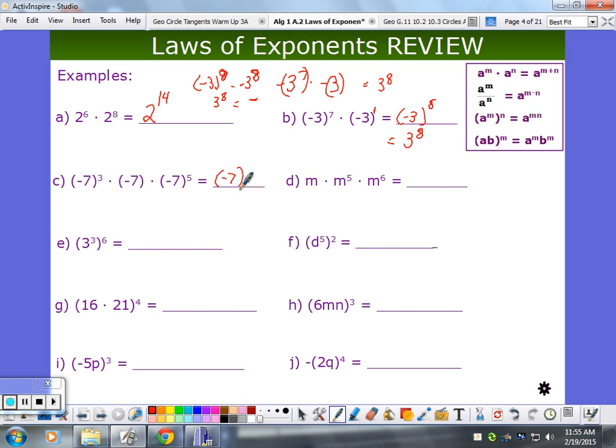-7. How many factors of -7 do I have? Well, there's 3 here. How many here? 1. And 5 here. So I've got 3 plus 1 more plus 1 more. That's a 9. And then let's think about the sign maybe afterwards. A negative number raised to an odd number. So what is that? I'm going to have a negative number. So you can rewrite it like that.